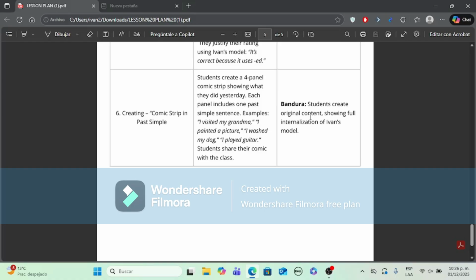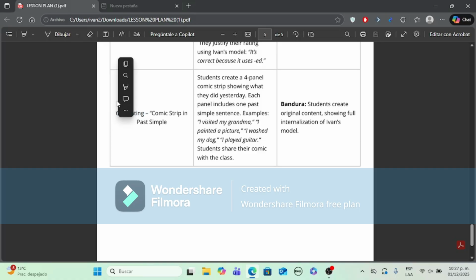And then finally we have step number 6. The phase of Bloom is creating, and the activity is comic strip in past simple. Finally, we reach the highest level of Bloom's taxonomy, creating. Students create a 4-panel comic strip illustrating what they did yesterday. They must write 1 sentence per panel, using the past simple tense.